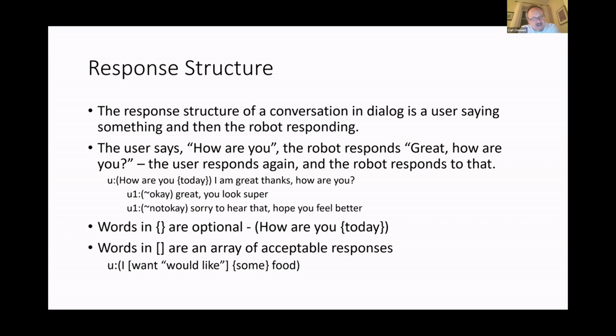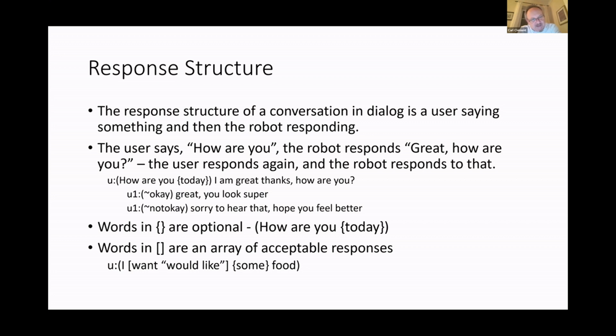That little snippet of code underneath that point on the chart shows how you will write that in dialogue. So the u colon, open brackets, "how are you {today}" in curly brackets, says you could say, "How are you?" or you could say, "How are you today?" because today is an optional word. And then the text outside the brackets is what the robot says in response: "I am great, thanks. How are you?"